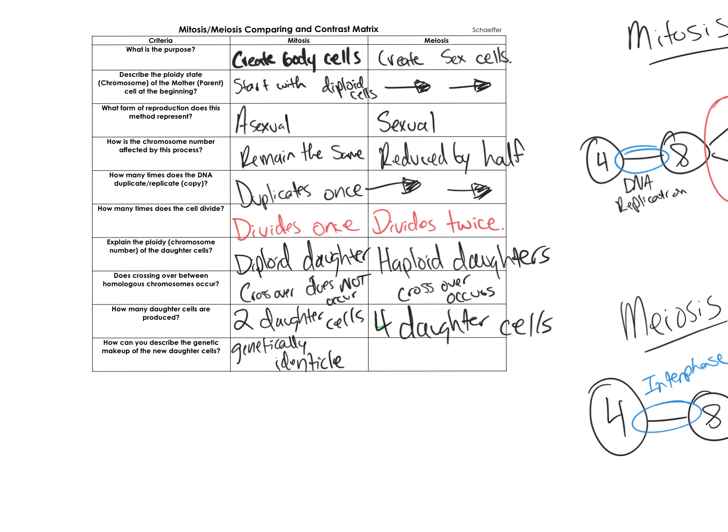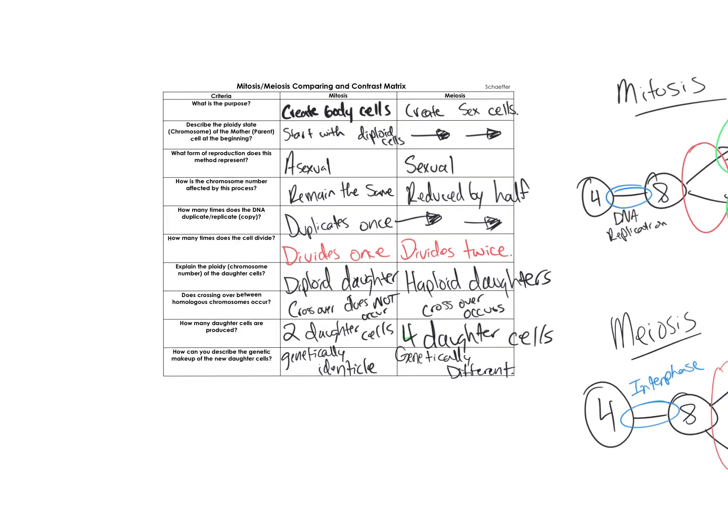Okay? So in meiosis, they're genetically different. This makes sense because we have chromosomes coming from mom and chromosomes coming from dad, and because those are going to be mixed up, we're going to have genetically different offspring or daughter cells than our parent cell that we started with. Okay? That's going to be it for that.